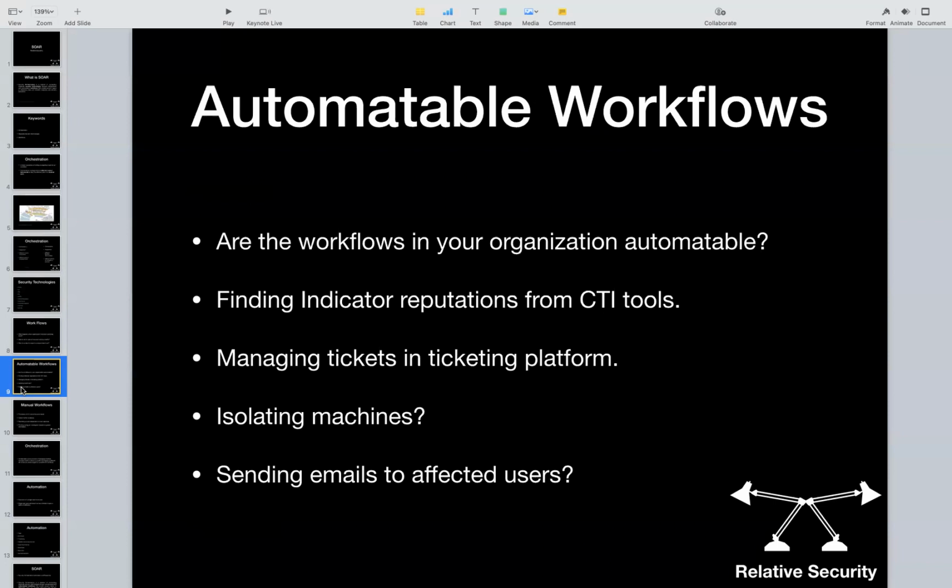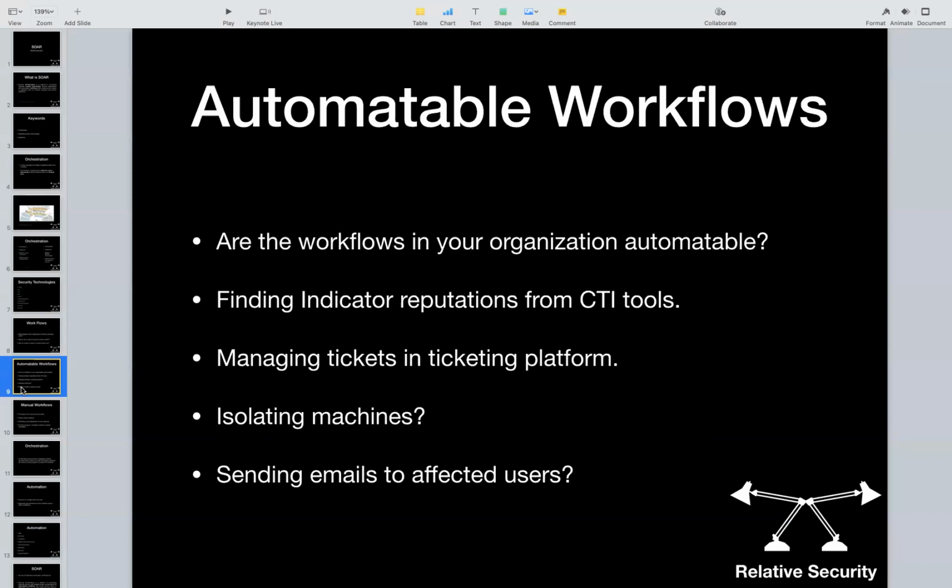Finding indicator reputations from the CTI tools. If you have a mature organization where your SOAR platform can reach out to your threat intelligence platform and submit the IOCs and get back the result, in the case of IPs or URLs or some other IOC, it can get back the contextual information, or it can get back whether a certain hash is malicious or not. This kind of information, if it can be integrated between your SOAR and the threat intelligence platform, certainly can be automated. Similarly, if a malicious hash has been detected and your organization policy says that a ticket has to be generated, this certainly can be automated.